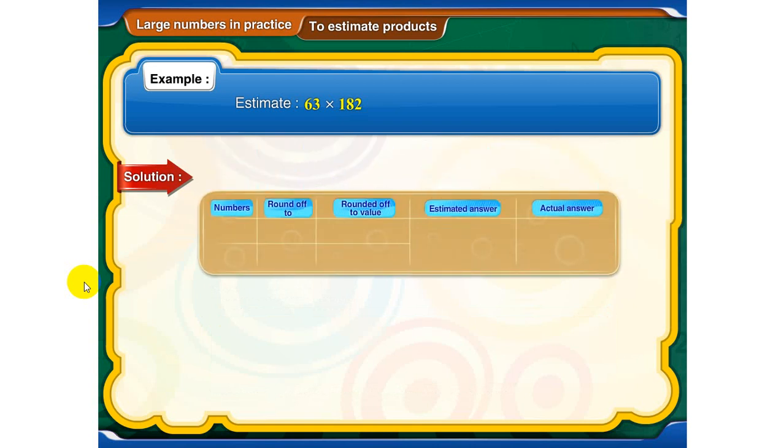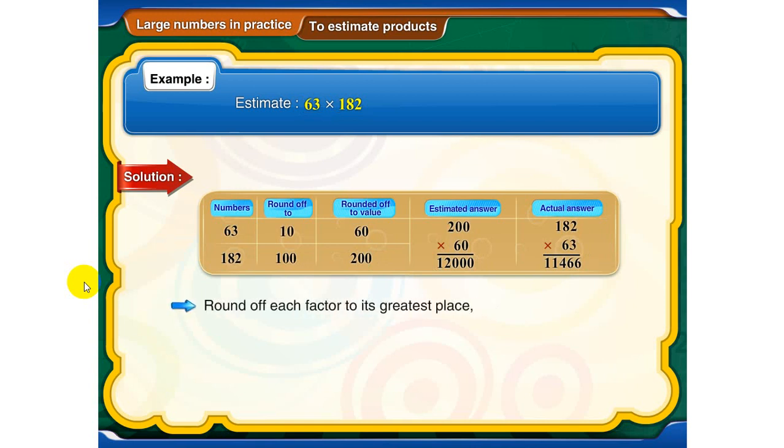If we now try approximating 63 to 60 and 182 to the nearest 100, that is 200, we get 60 into 200, and this number 12,000 is a quick as well as a good estimate of the product. The general rule that we can make is, therefore, round off each factor to its greatest place, then multiply the rounded off factors.